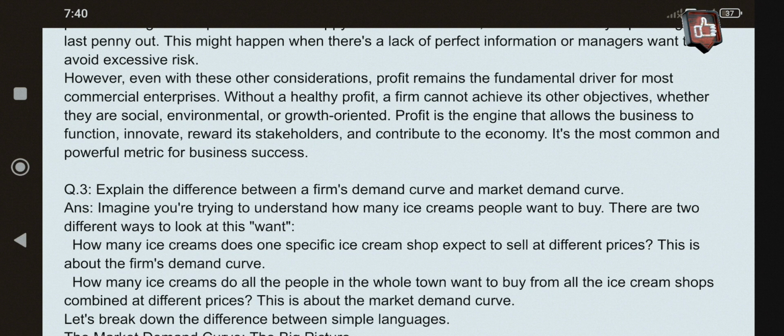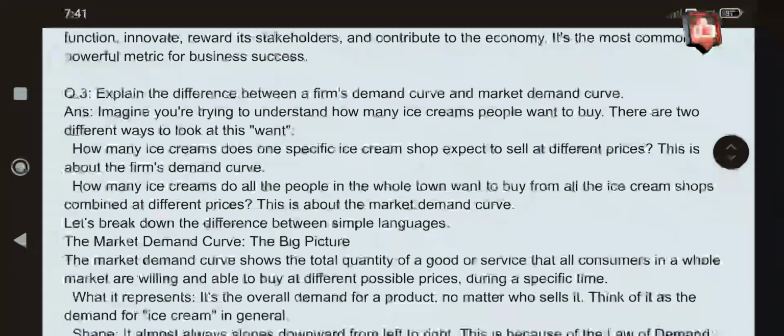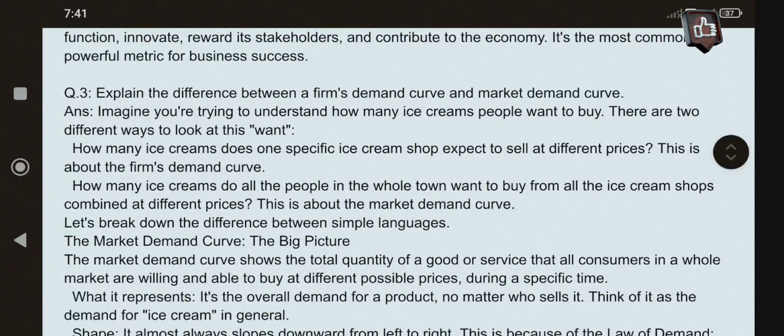However, even with these other considerations, profit remains the fundamental driver for most commercial enterprises. Without a healthy profit, a firm cannot achieve its other objectives, whether they are social, environmental, or growth-oriented. Profit is the engine that allows the business to function, innovate, reward its stakeholders, and contribute to the economy. It's the most common and powerful metric for business success.